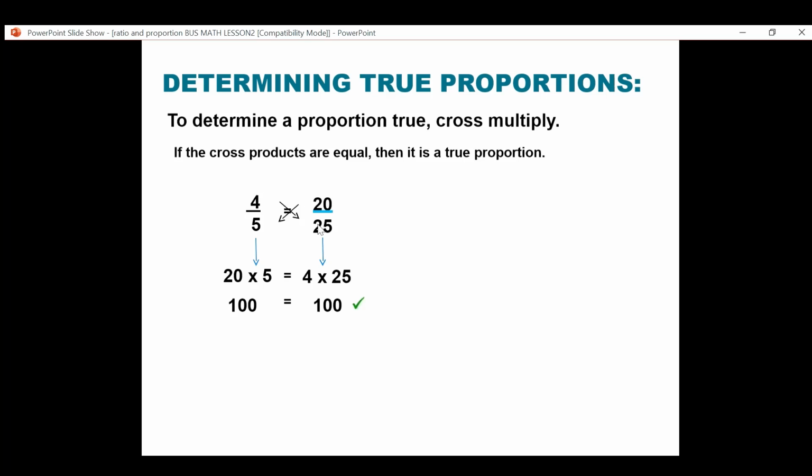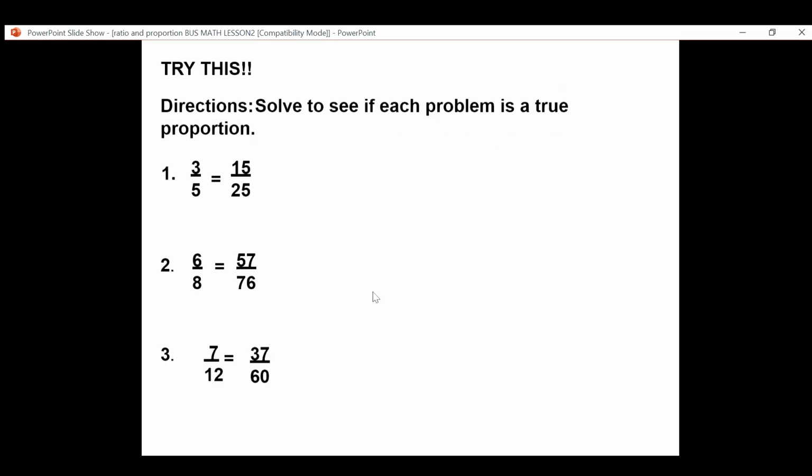So 4 times 25, that's 100. And 5 times 20 is 100. So when the cross products are equal, it is a true proportion. So, try this, class. You can pause the video and answer this. And then later, the answer will be revealed.